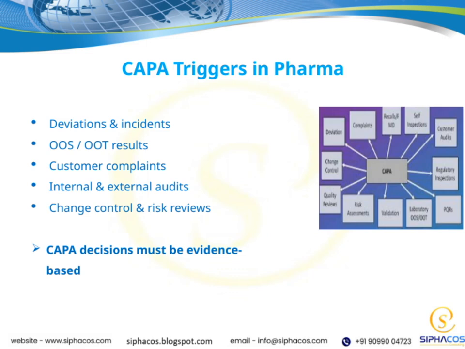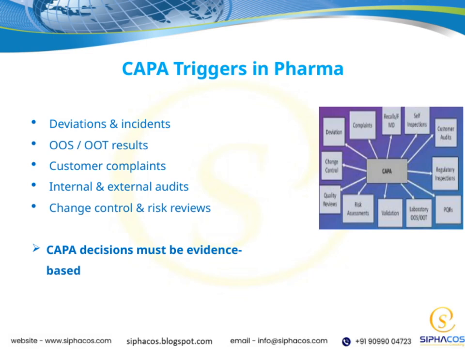Customer complaints are another vital area. They provide direct feedback from the users and can highlight problems that may not have been caught internally. Addressing these promptly is key to maintaining trust and ensuring quality. Internal and external audits also play a crucial role. Internal audits help us review our processes and identify areas for improvement, while external audits, often from regulators or partners, ensure compliance with industry standards and regulations. Change control and risk reviews are processes used to manage modifications and assess potential impacts.